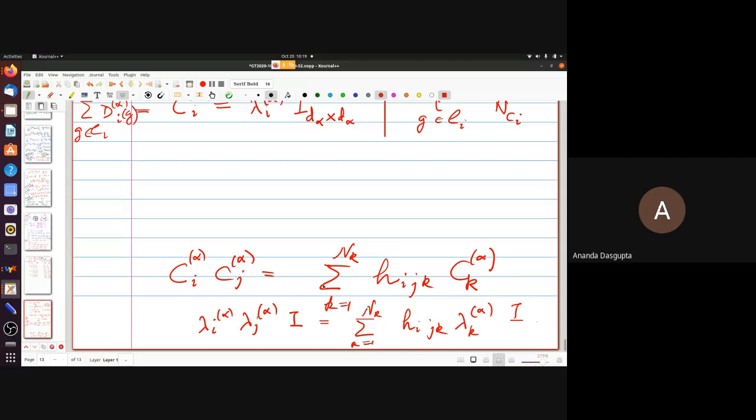What that means is this part must equal this part, right? Is everybody clear about that? And now, just think of this as H_i, the matrix whose jkth element is H_ijk, acting on lambda alpha 1, lambda alpha 2.